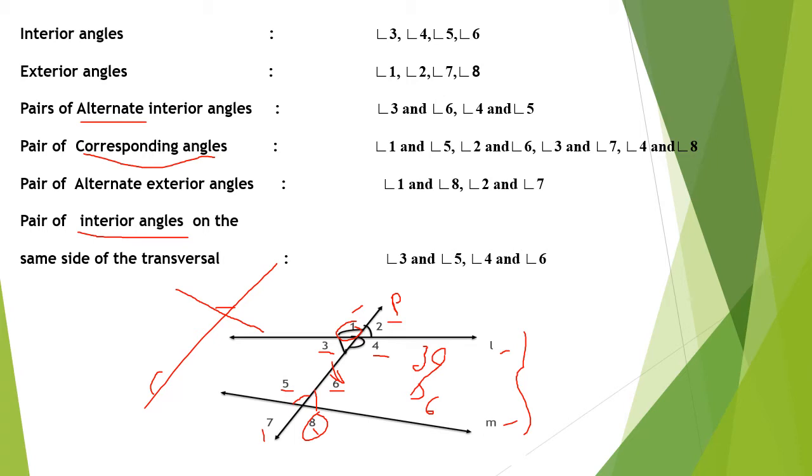That is corresponding angles. Then alternate exterior angles: find the exterior angles and then find the alternate angles. Then pair of interior angles on the same side of a transversal: the angles formed on the same side, and that too should be interior angles. So we have seen the definition part. Now let's see the next one.